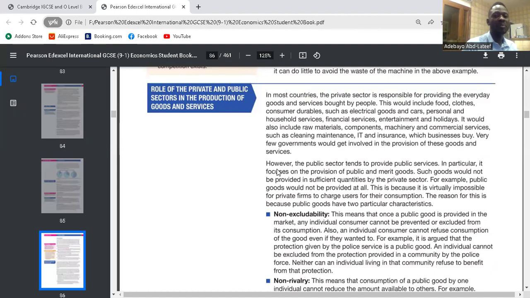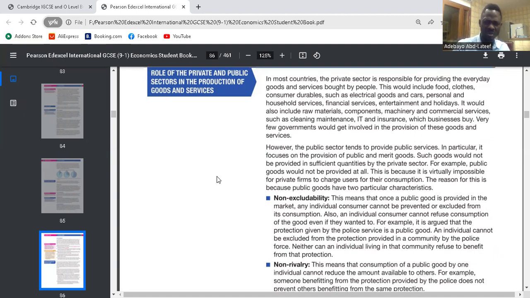So go to the role of private and public sector in the production of goods and services. In most countries, the private sector is responsible for providing the everyday goods and services bought by people. This would include food and so on. We don't need those stories. However, the public sector tends to provide public services. In particular, it focuses on the provision of public and merit goods.